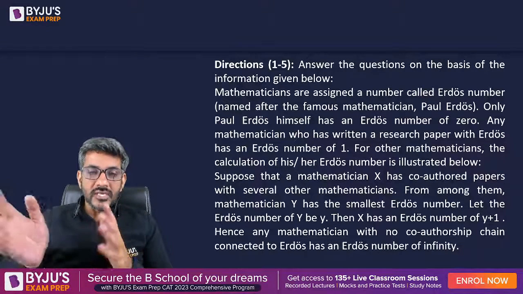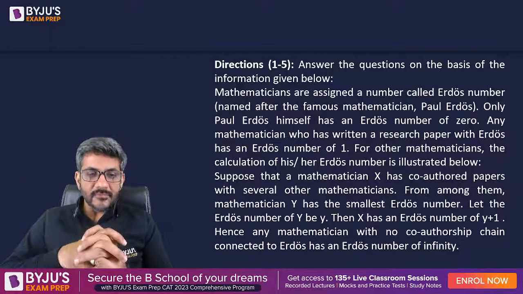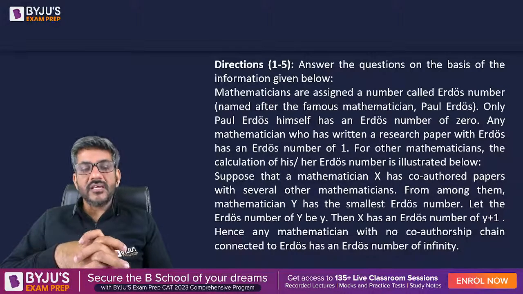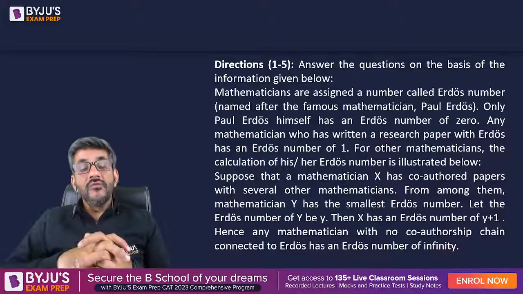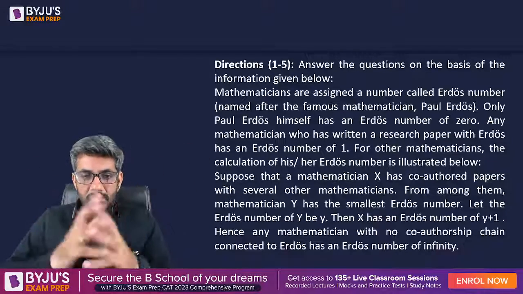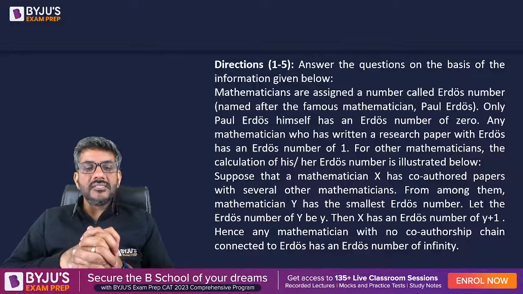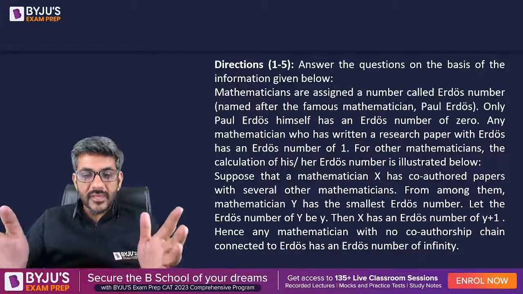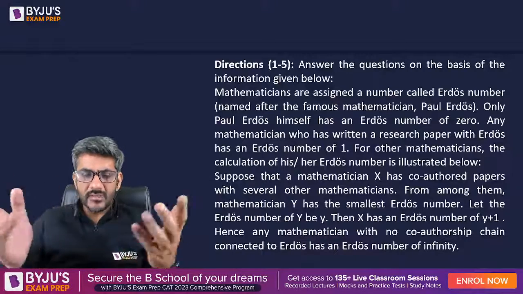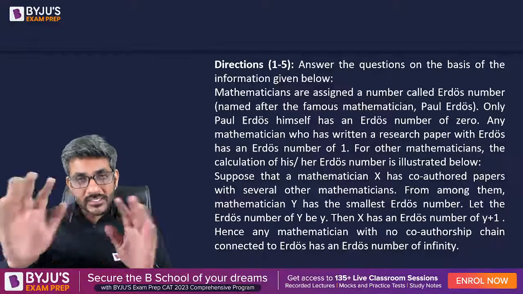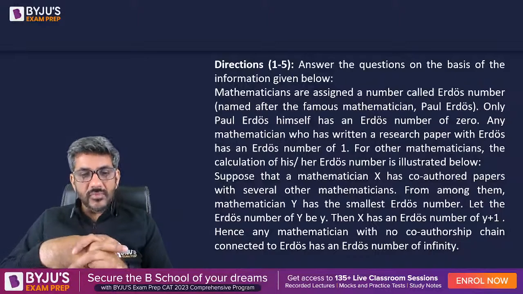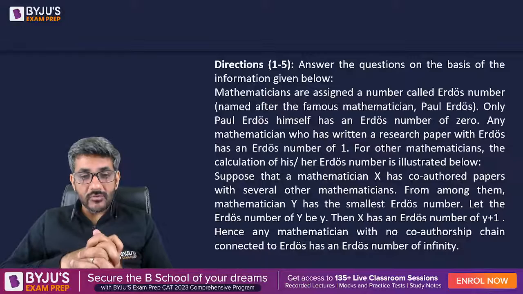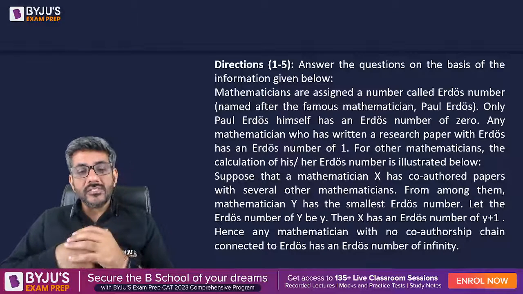So what do they do for the other people? That is told to you then. Suppose that a mathematician X has co-authored papers with several other mathematicians. From among all the other people, mathematician Y has the smallest Erdos number, right? So among all the remaining people, Y is a random person who has the smallest Erdos number. Let the Erdos number of Y be small y. So if that Erdos number of that person is small y, then X will have an Erdos number of y plus 1.